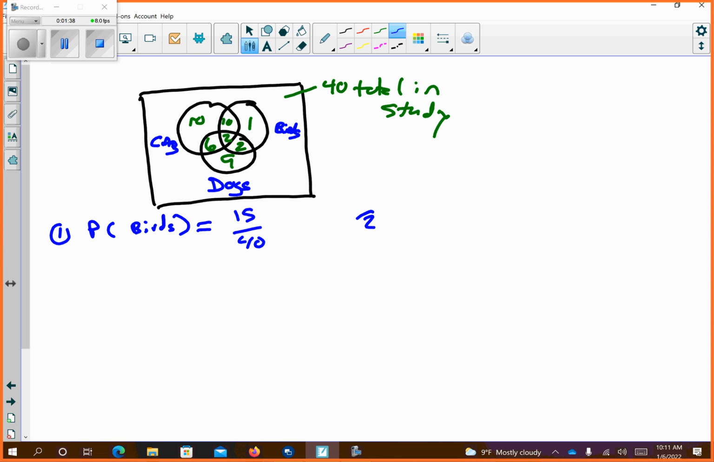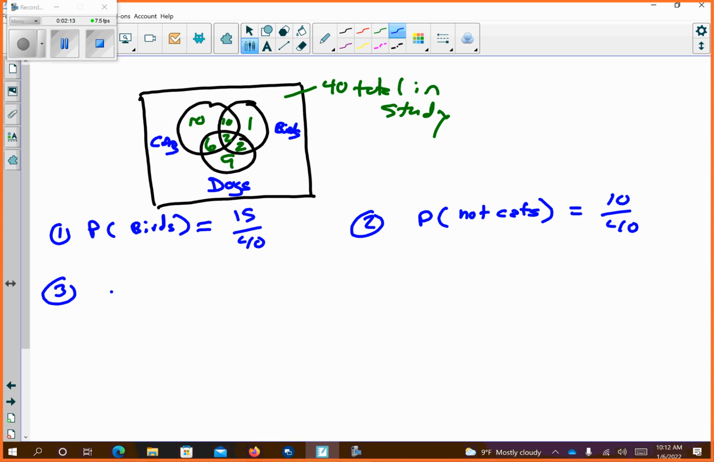Problem number 2, probability they don't like cats. Okay, so we can't deal with any of the overlaps. So you look at the 9 for the dogs and the 1. So birds is 1, dogs is 9. Any of the overlap would mean they like those. So 9 and 1 is 10. Get 10 out of 40. Again, do not need to reduce. There's no reason to.